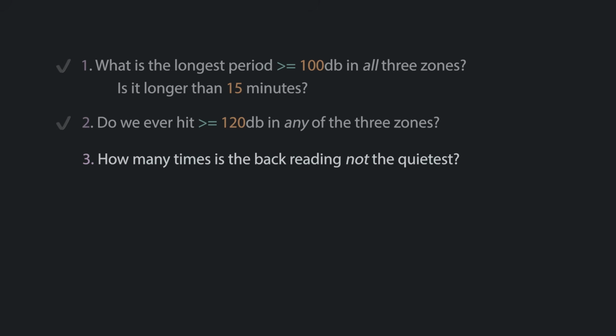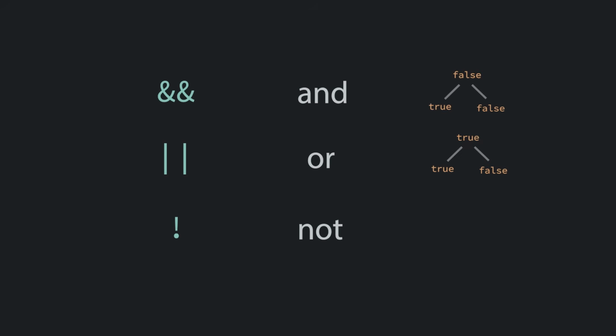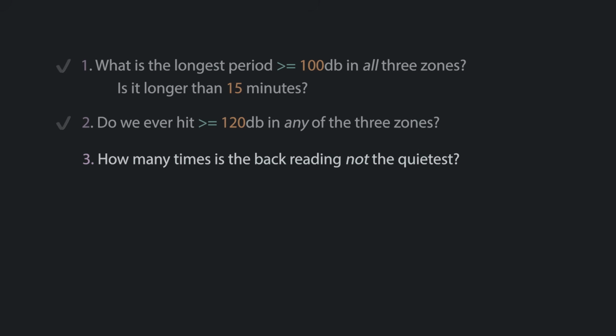Okay, we're almost done with our 3 favors. And for our third and final goal, we're going to use our third and final Boolean tool, not. OR and AND combine 2 Boolean expressions. Not, on the other hand, inverses an expression. It flips true to false and false to true. We want to know when it is not true that the reading near the back is the lowest.